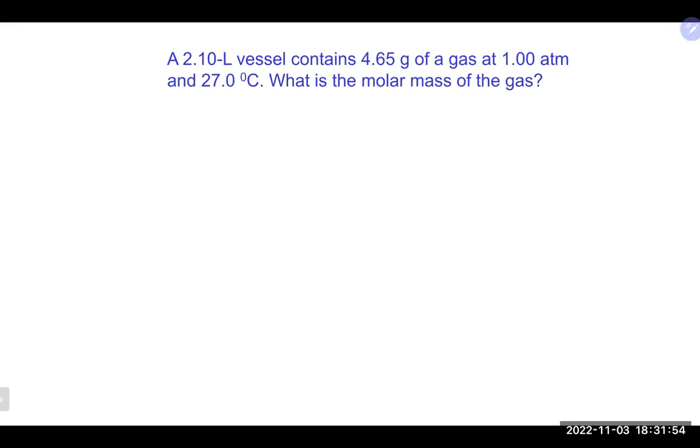We have a 2.1 liter vessel that contains 4.65 grams of a gas at 1 atmosphere and 27 degrees Celsius. What is the molar mass of this compound?